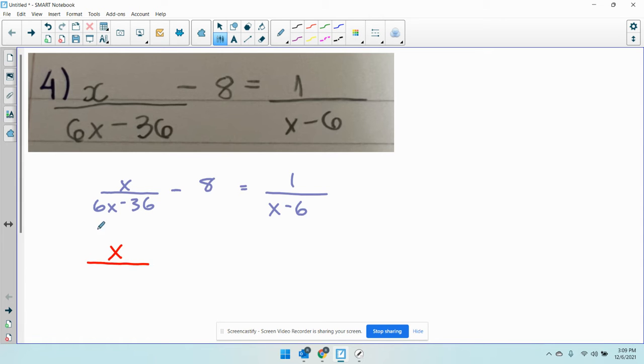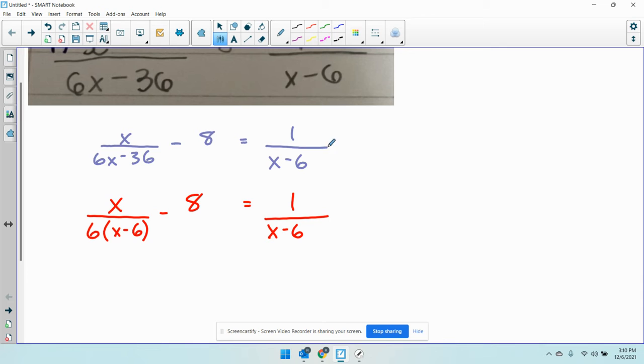I have x over, and I just take the biggest thing out I can from each of these, which is going to be 6. I'm left with x minus 6, minus 8, equals 1 over x minus 6. Okay, so this has an x minus 6, and this has an x minus 6. I technically have 3 terms here: this guy, the 8, and this guy. So I have to get the 8 to have an x minus 6 on the bottom, which means I multiply the top by x minus 6.